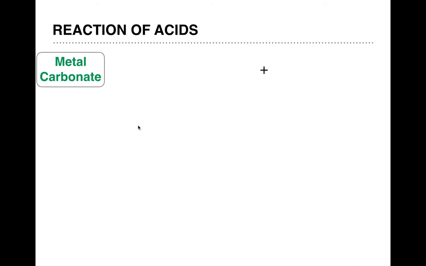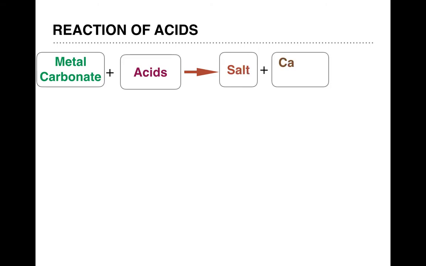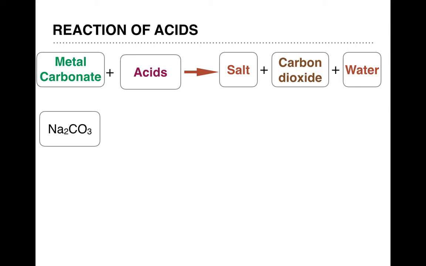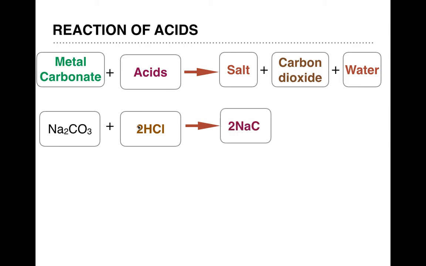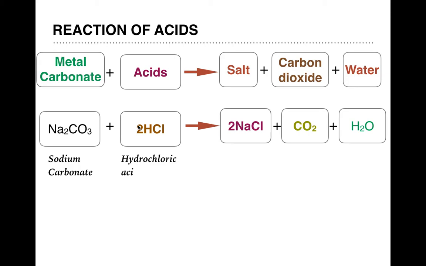Second part is metal carbonate plus acid will produce salt, carbon dioxide and water. This is also very important. Metal carbonate, take Na2CO3 for reference, acid HCl, it will produce sodium chloride, salt, carbon dioxide and water. So here sodium carbonate plus hydrochloric acid produces sodium chloride, carbon dioxide and water, right?